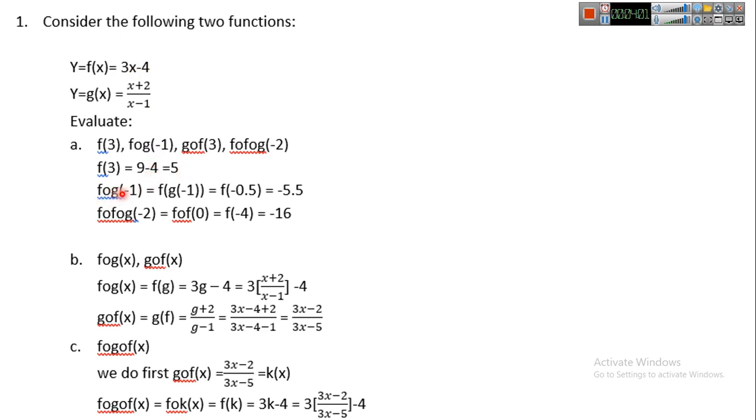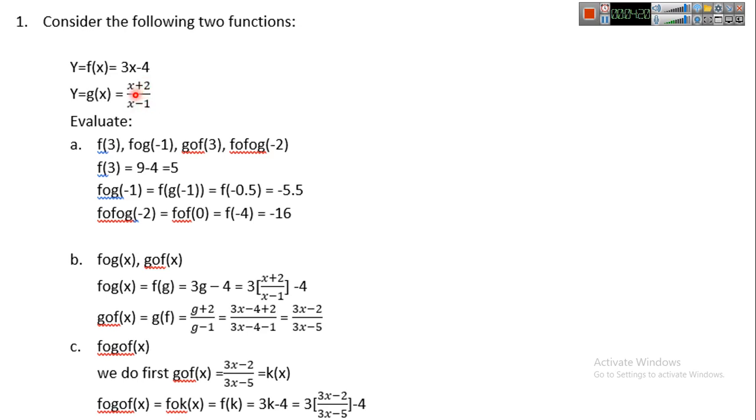You want f of g of minus 1. So you have f of g of minus 1. We do first of all g of minus 1, the first operation g. We go to g here and you replace x by minus 1. You're going to get minus 1 plus 2, which is 1, over minus 2.